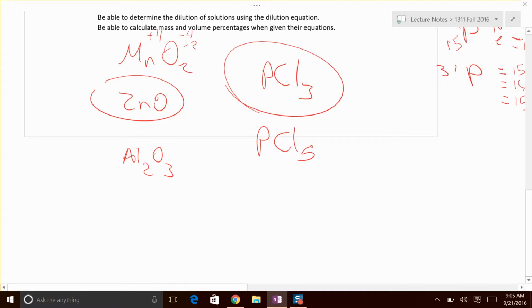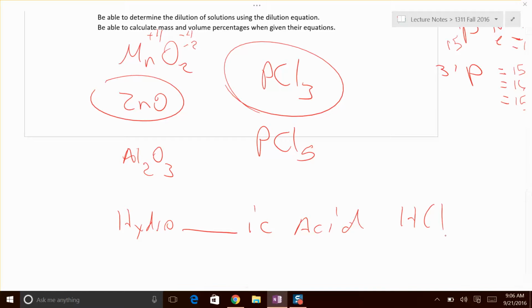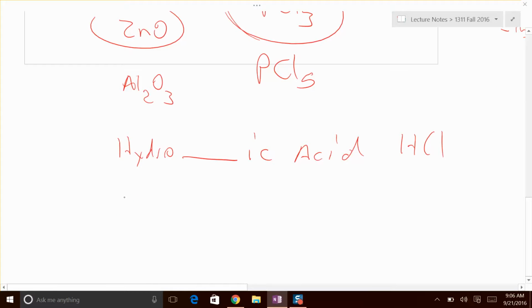Okay, acids. The main thing you need to remember about acids: if it's a binary acid, you start it with hydro, blank, ic, acid. So HCl, hydrochloric acid. If it's an oxy acid, that means there's oxygen in the compound, then you have to say ic acid for an ATE ion, like HClO3. This is chloric acid. I don't say hydro this time. No hydro. Chloric acid.